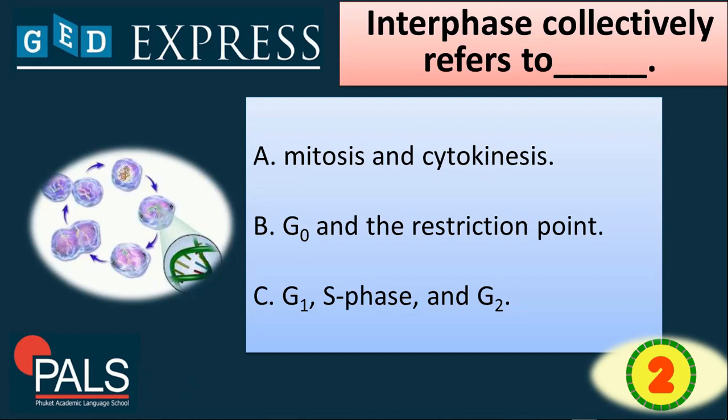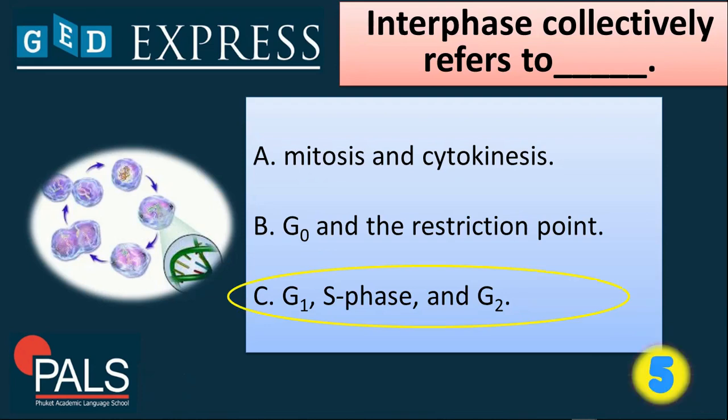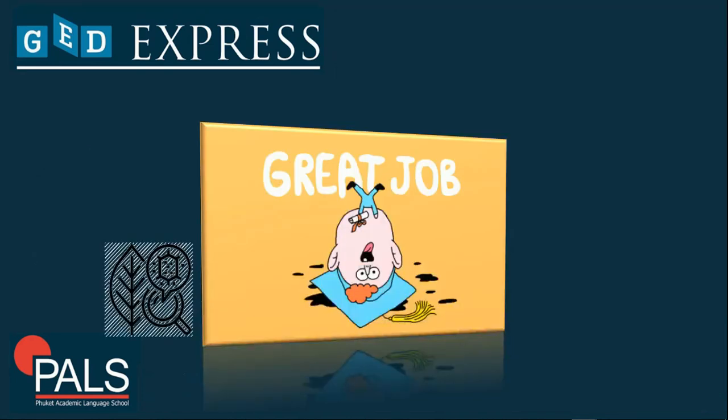Now, next, interphase collectively refers to, is it A, mitosis and cytokinesis, B, initial growth and the restriction point, C, is it primary growth, synthesis phase, and G2 phase? The answer is letter C. So when we say interphase, that is a combination of primary growth, synthesis, and secondary growth. Great job for answering the question.